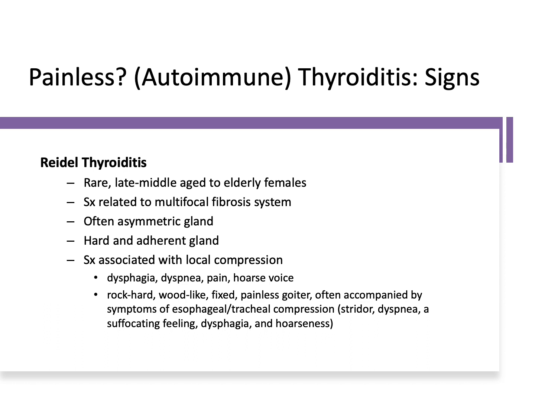I put a question mark here, painless thyroiditis. Riedel thyroiditis may not actually be painful, but it is considered to be autoimmune. So these people are going to present as usually an elderly or a late middle-aged female, and they usually will have symptoms related to multifocal fibrosis of their system. So oftentimes the thyroid gland will be asymmetric, hard and adherent, and the symptoms are associated with local compression. So signs would be dysphagia, dyspnea, pain, a hoarse voice. The physical exam oftentimes is actually described as wood-like and fixed, okay?